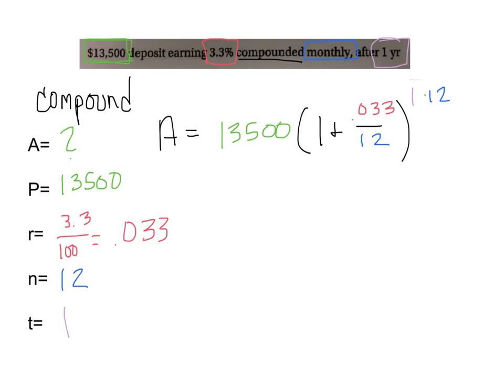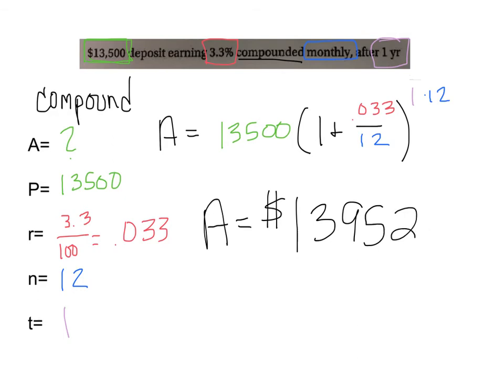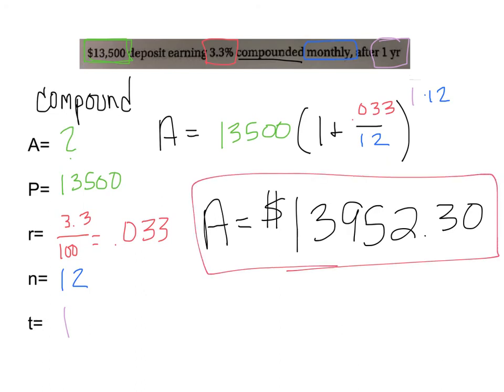Now it's just a matter of using our calculator to plug it in and work it out. After you work this through in your calculator, you'll discover that our value for A is equal to $13,952.30. Remember, since we're talking about money, it's going to round to just the penny, or in this case 30 cents. So our final answer here should be that A equals $13,952.30, with, again, our unit sign out front.